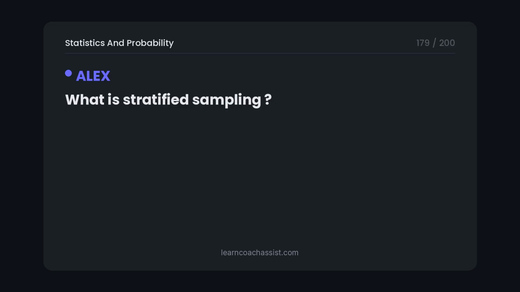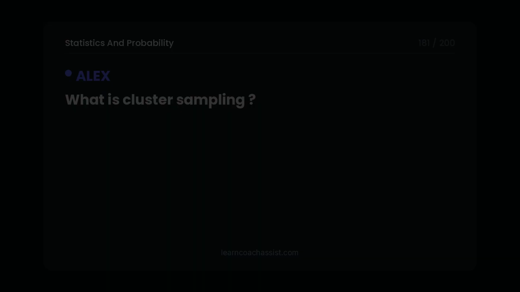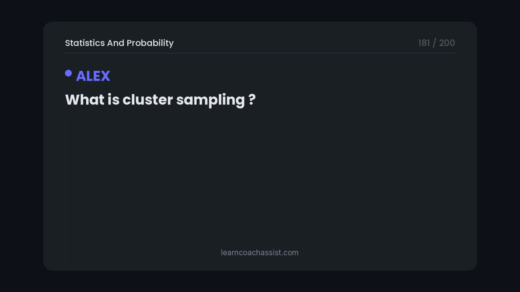What is stratified sampling? Stratified sampling divides the population into homogeneous subgroups, strata, based on a characteristic, then randomly samples from each stratum. It ensures representation of all subgroups and can increase precision compared to simple random sampling when strata differ on the variable of interest.